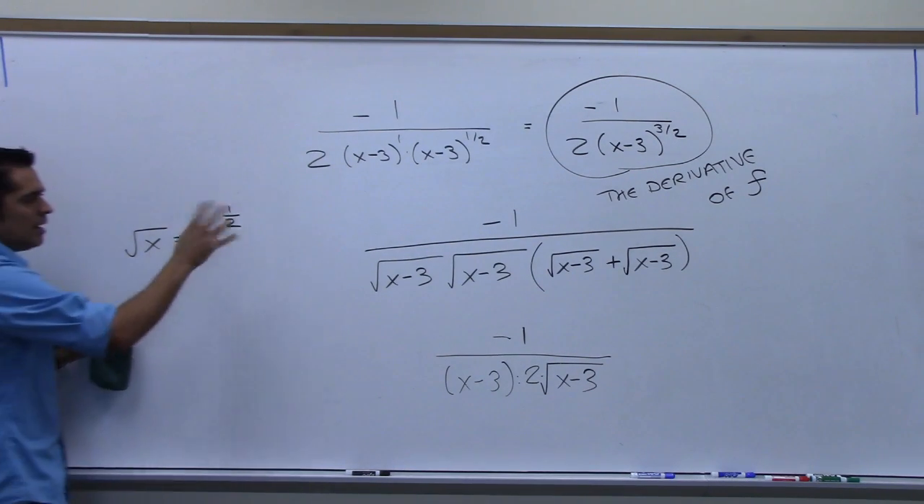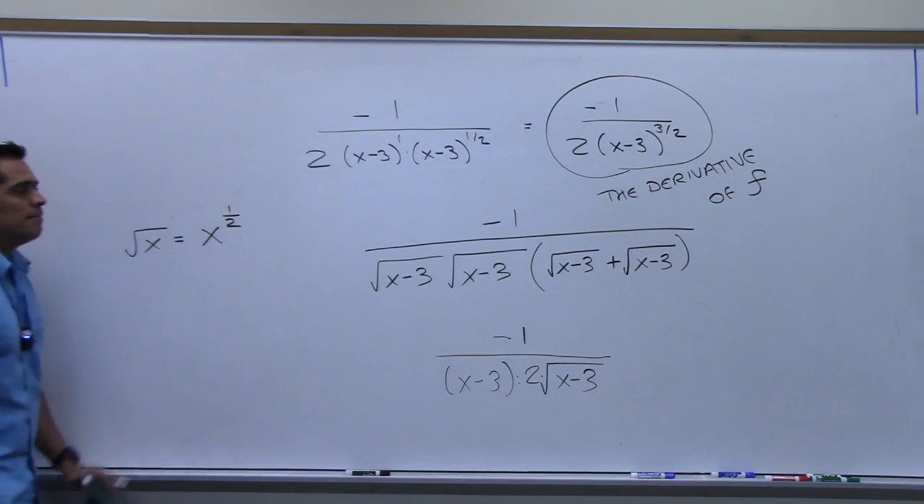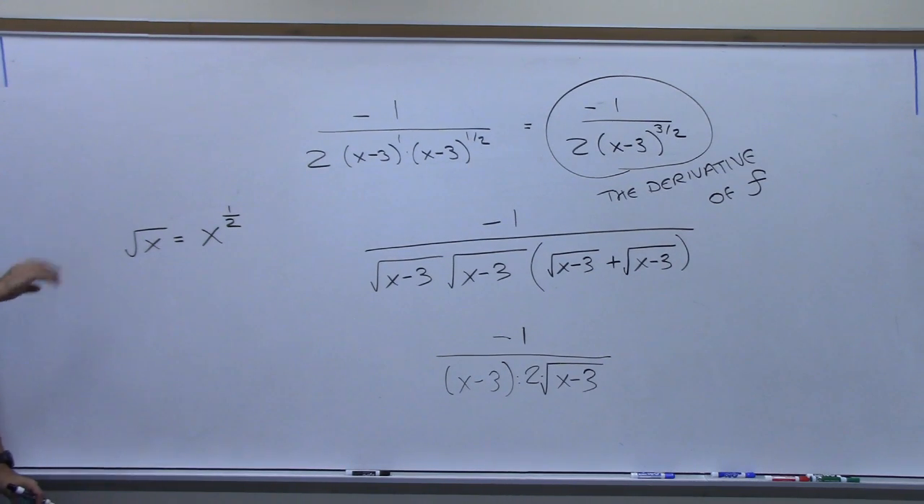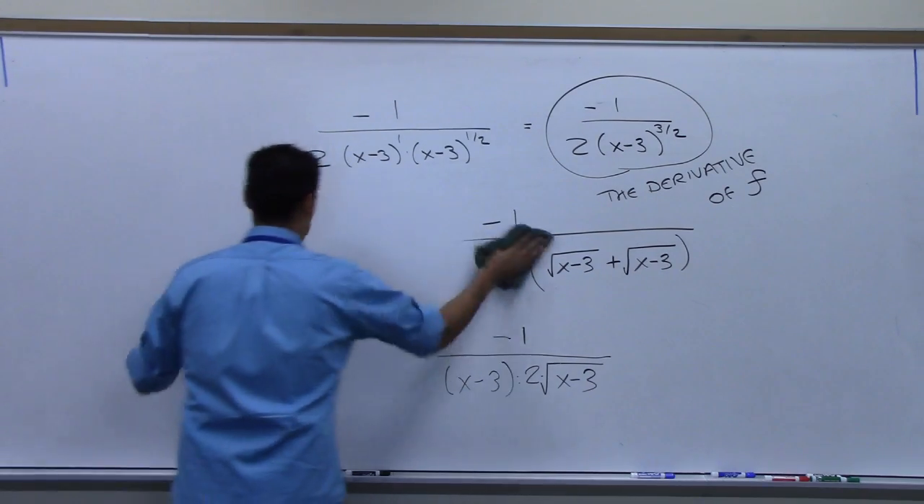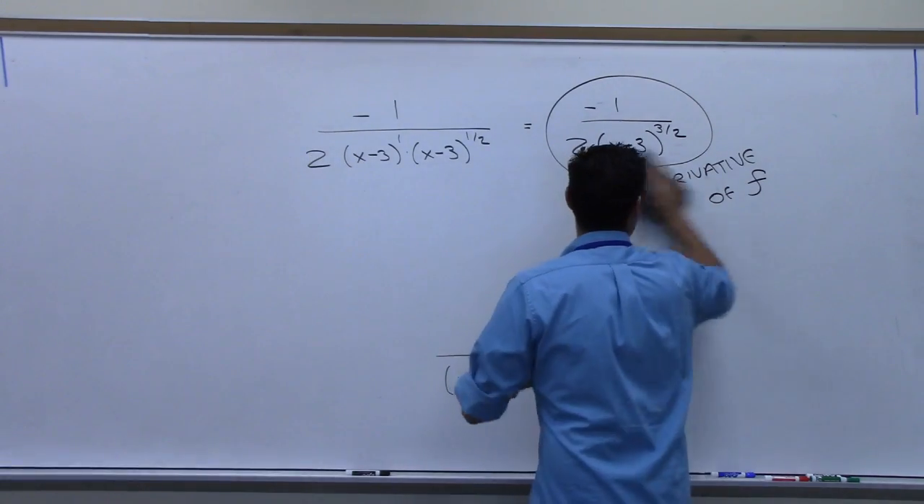This whole thing with letting h go to 0, this is hard. This is the hard part. Then in Cal 1, what we do is we give you shortcuts. We give you these little rules that you can use that make it much faster.